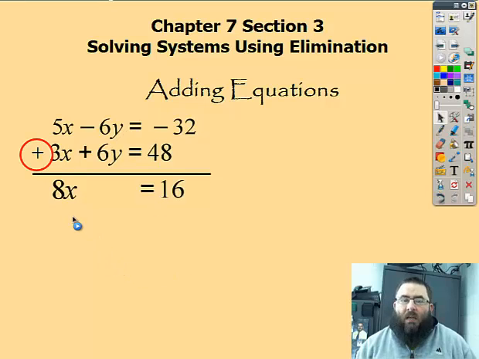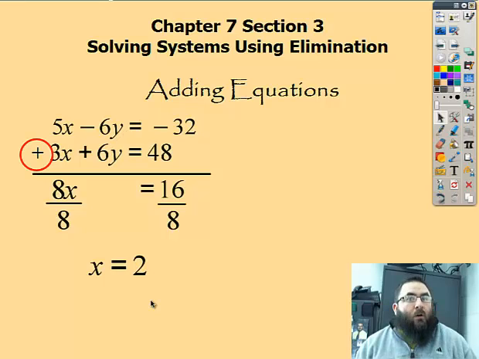And then it becomes a one-step equation. Divide both sides by 8. You get an answer of x equals 2. Well, we know from the other two sections that that's not our solution yet. We've only got 1 point.